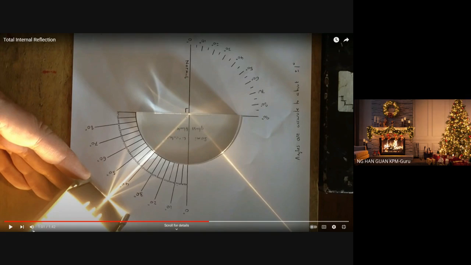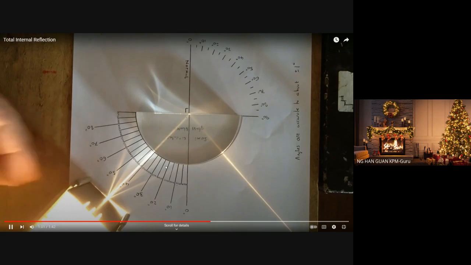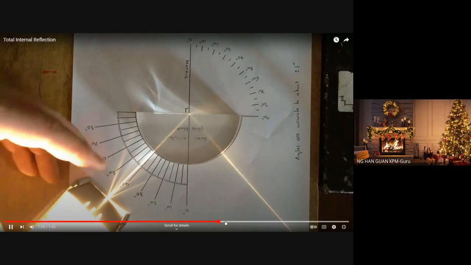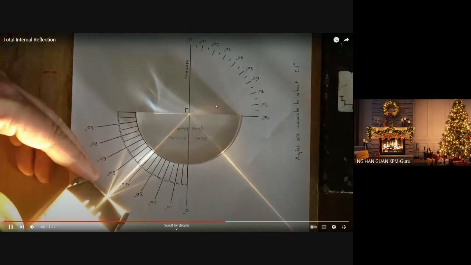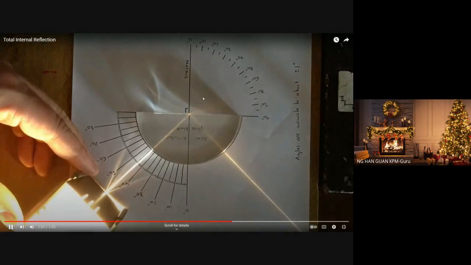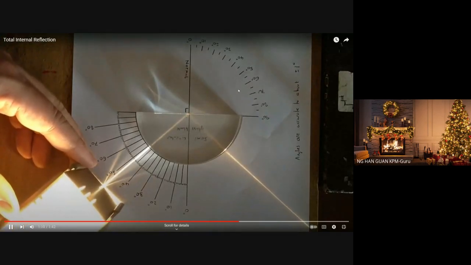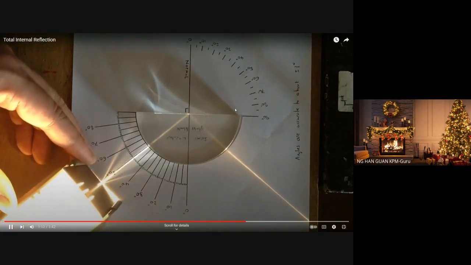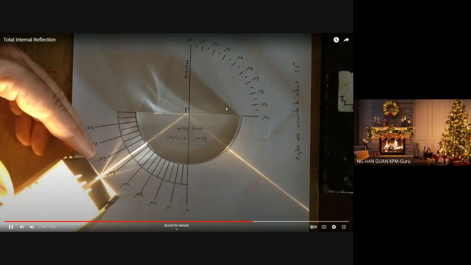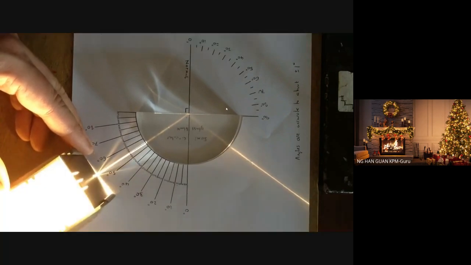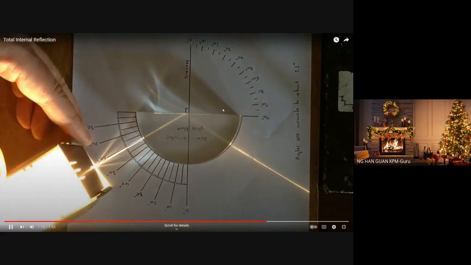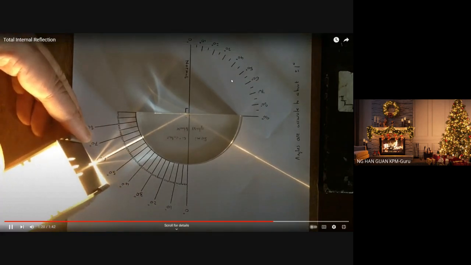Okay, so after that, even if we increase the angle further, there will be no more light outside here, because now it's total internal reflection. So there is no more light refracted outside.